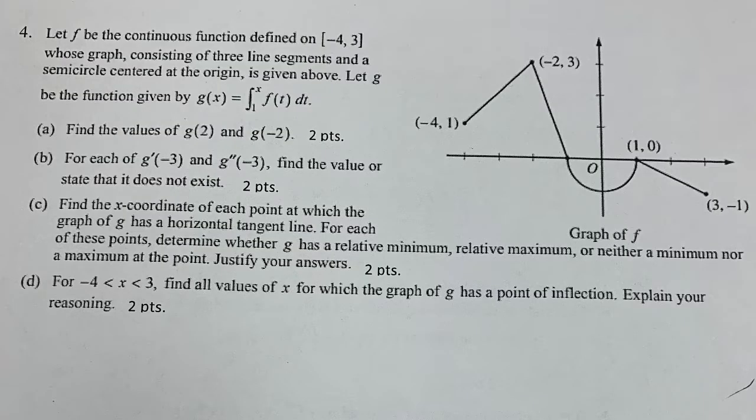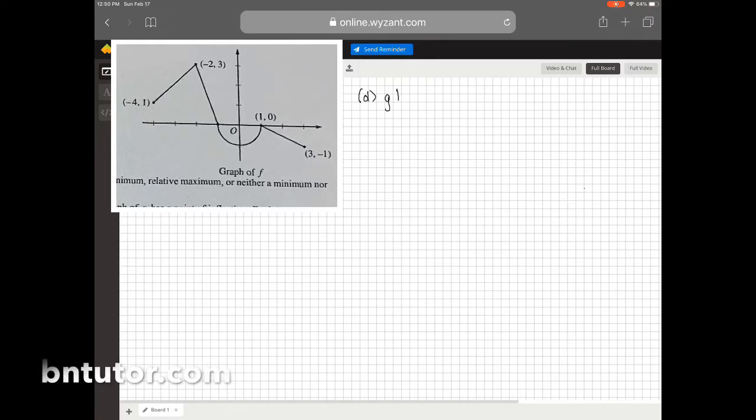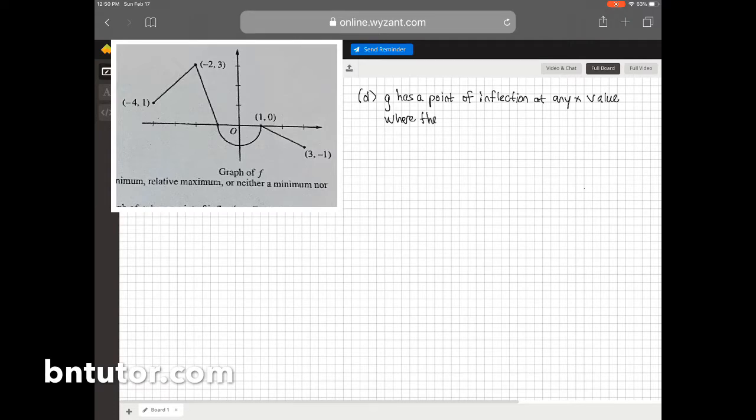Finally, we want to find all x values where the graph has a point of inflection. By definition, a graph has a point of inflection whenever the second derivative of that function changes in sign. For example, changes from positive to negative or negative to positive. So we'll be looking for all places where that happens.